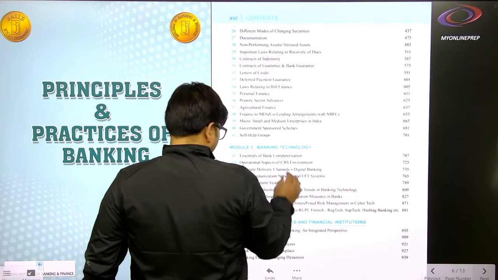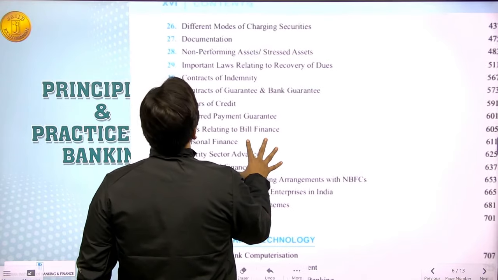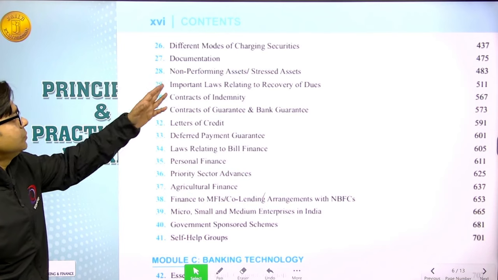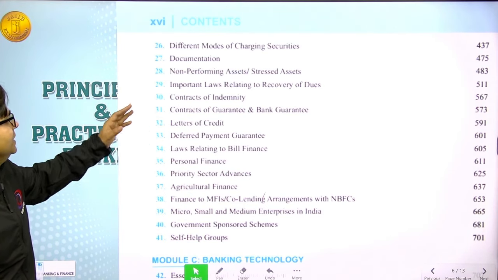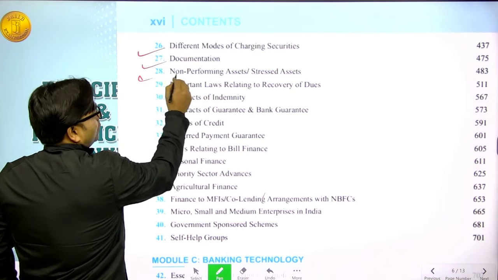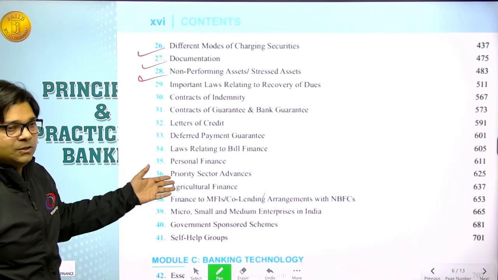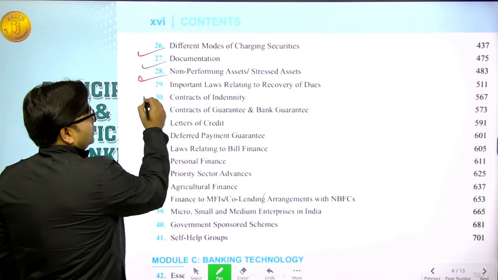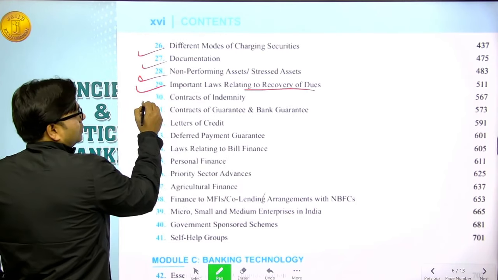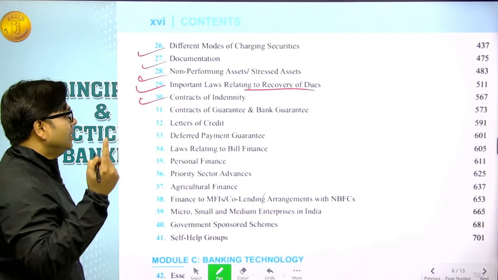Next in module B, the topic is different modes of charging securities, documentation. This was there, documentation was there. Non-performing assets and stress assets was also there in PPB in the till-2022 books. And important laws relating to recovery of dues, these were newly inserted. Contracts of indemnity was one of the topics from LRB module B.